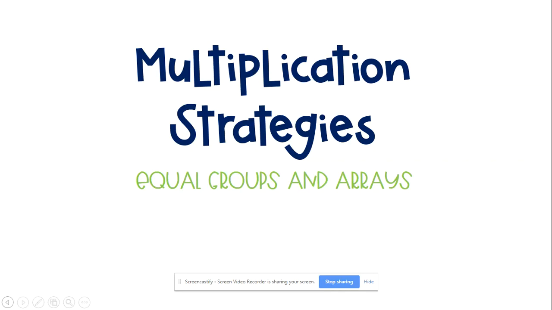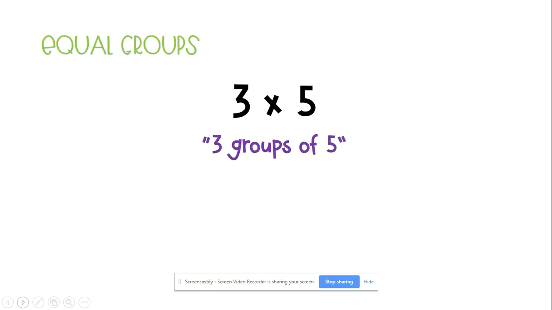Hi, parents. I just wanted to go over multiplication strategies, specifically equal groups and arrays, because these tend to be the strategies that kids use to help them solve problems until they memorize those multiplication facts. Right now, when we're doing equal groups and arrays, the order of your numbers matters.